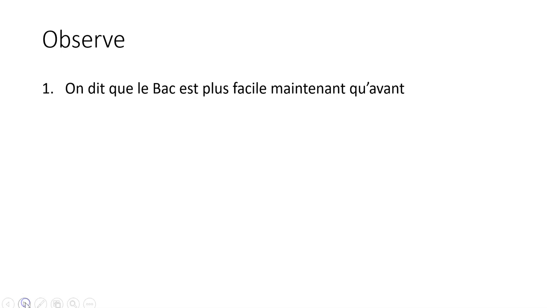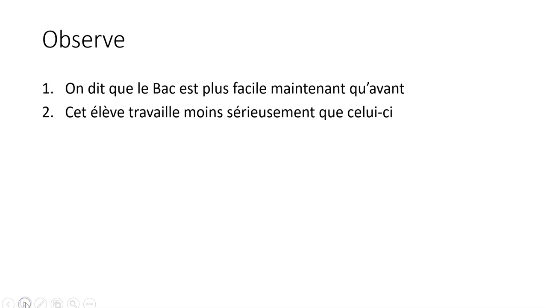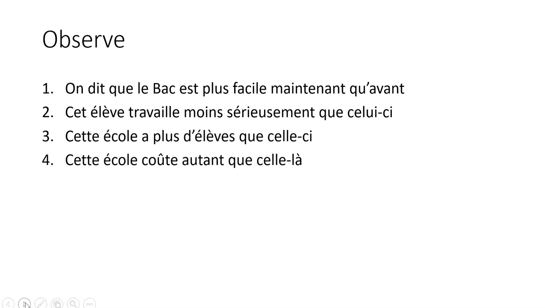So let's observe the first few sentences. On dit que le bac est plus facile maintenant qu'avant. Numéro 2, cet élève travaille moins sérieusement que celui-ci. Numéro 3, cette école a plus d'élèves que celle-ci. Numéro 4, cette école coûte autant que celle-là.